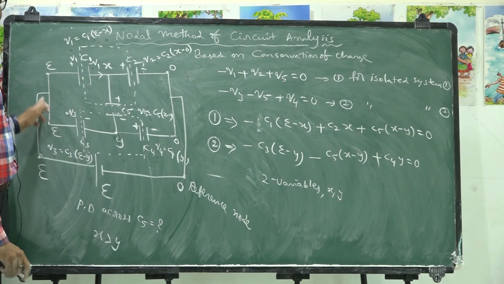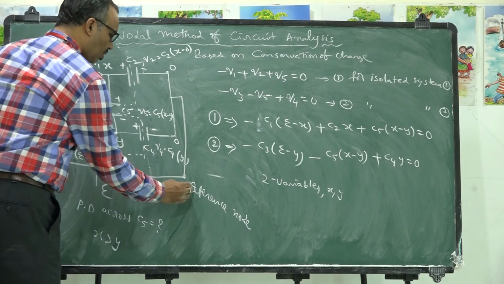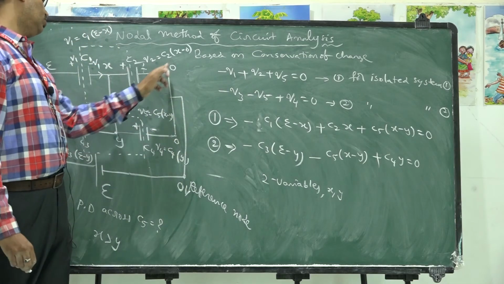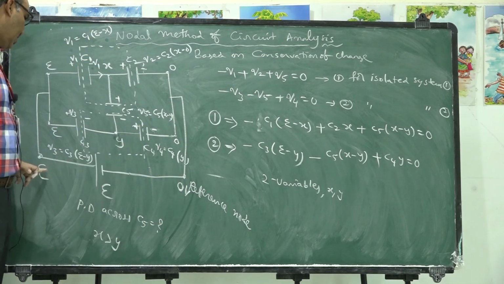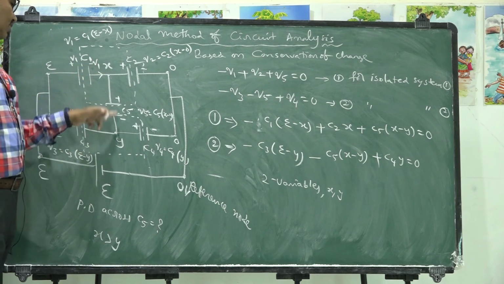First of all, I identified different nodes and I have taken a reference node. The potential on the reference node I took as 0 volts. Unknown potentials are here, x comma y.